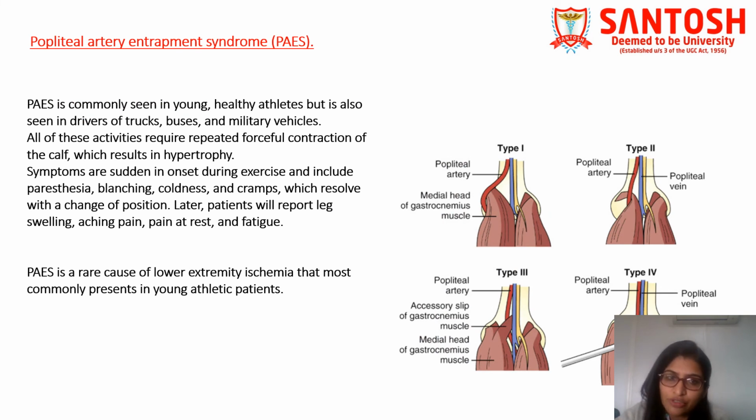Another is the popliteal artery entrapment syndrome, which is commonly seen in young healthy athletes, but can also be seen in drivers of trucks, buses, and military vehicles. All these activities require repeated forceful contraction of the calf, which results in hypertrophy, and the popliteal artery can be entrapped. Symptoms are sudden in onset during exercise and include paresthesia, blanching, coldness, and cramps. It is a rare cause of lower extremity ischemia that most commonly presents in young athletes.